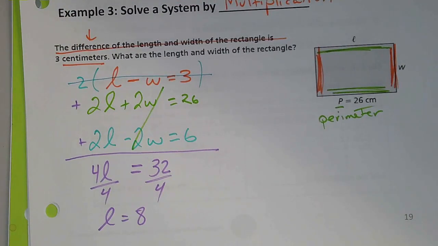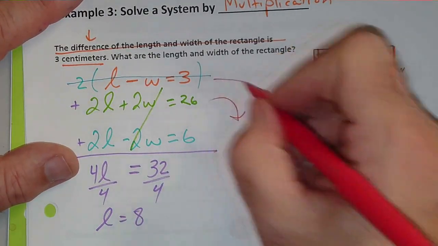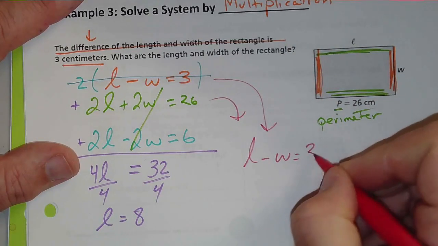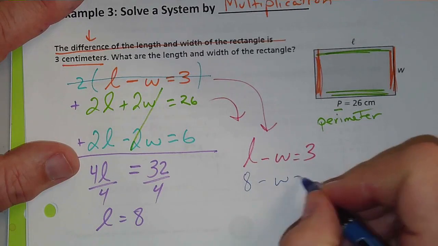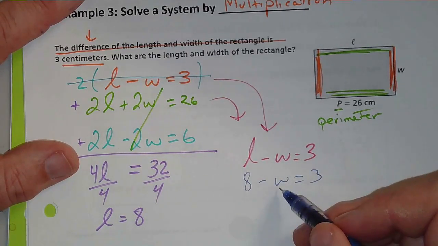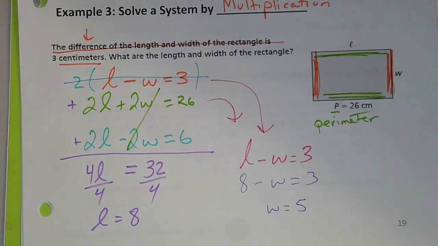Okay, let's take that and put it back in an equation. I'm going to use this one right here. Why not? Nah, let's use the smaller one. Length minus width equals 3. 8 minus w equals 3. If you switch back on that 1st grade brain, 8 take away what is 3? We find out that w equals 5.